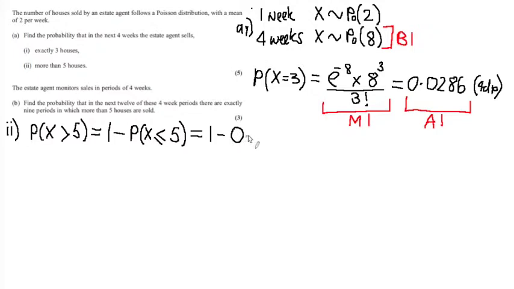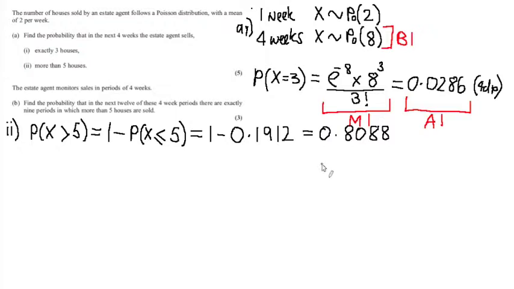Having found our value from the tables, all that's left to do is to carry out our subtraction. So I get 1 minus 0.1912, and so this then gives me a value of 0.8088.